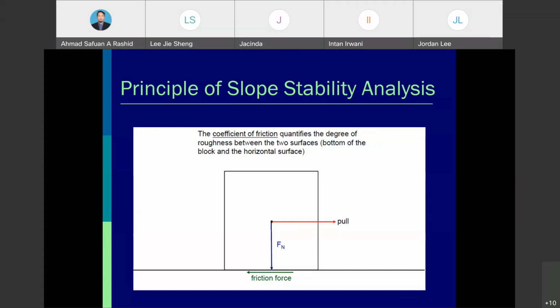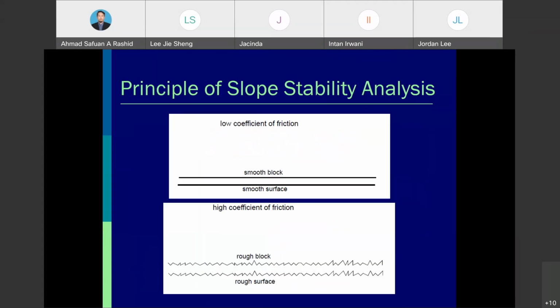But in soil, this contribution comes from both cohesion and friction, because in soil we have C and also Phi. But for this kind of example, it is related to the roughness between both surfaces, the bottom of the block and the horizontal surface. This is just an example. If both the block and surface are smooth, definitely it has a low coefficient of friction, while if both the block and the surface are rough, it may have a high coefficient of friction.